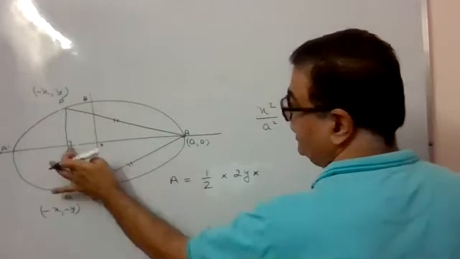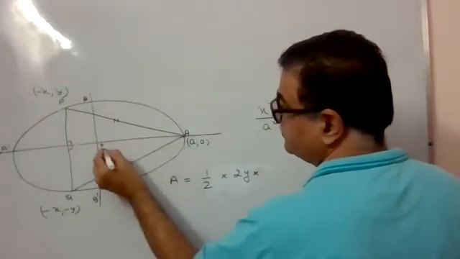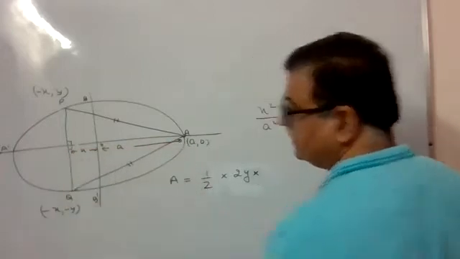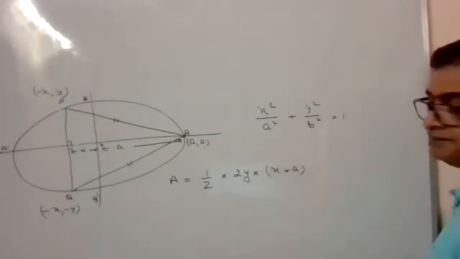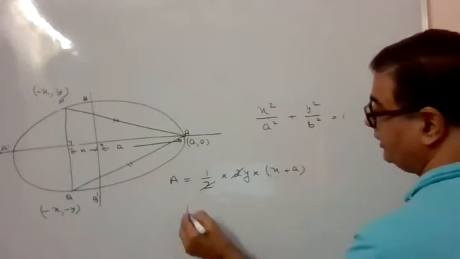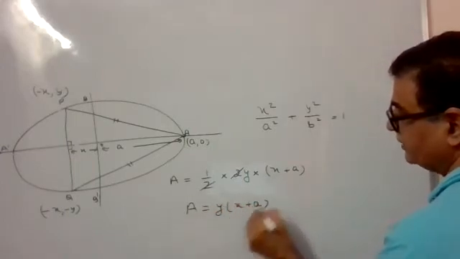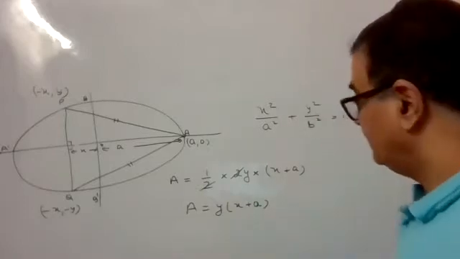Into height, height is this. This part is simply a. From here to here this part is a and this part is x. So this comes out to be x plus a. Then this two clearly gets cancelled out. I got it: area is equal to y into x plus a. Right?